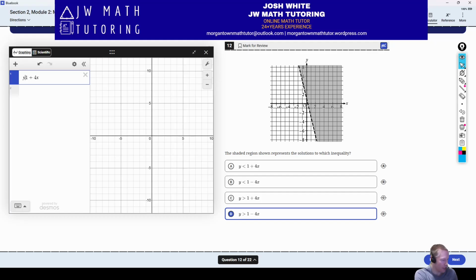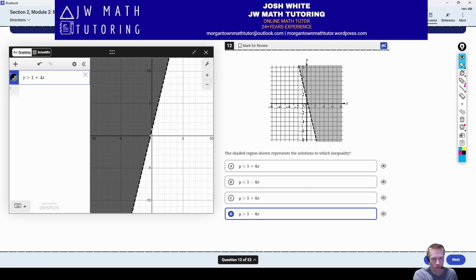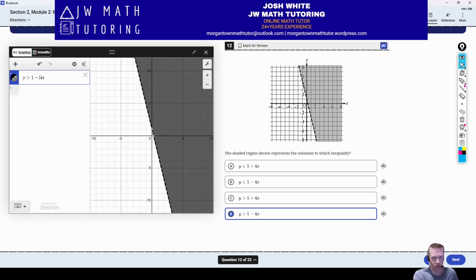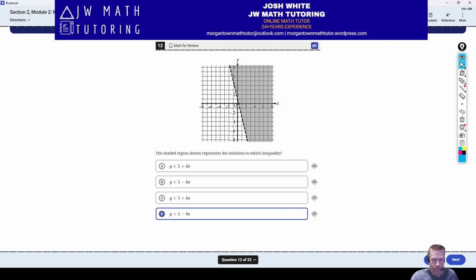All right, now let's check C. This one doesn't match. The line does not look the same. It has a positive slope, but it really wants a negative slope. And now D, okay, yes, this one matches. The line has the same slope. It's a negative slope. It's shaded on the right side of the graph. So that's an alternate method you could use. Maybe that's quicker than picking a test point and plugging it in. And if so, that's totally fine.